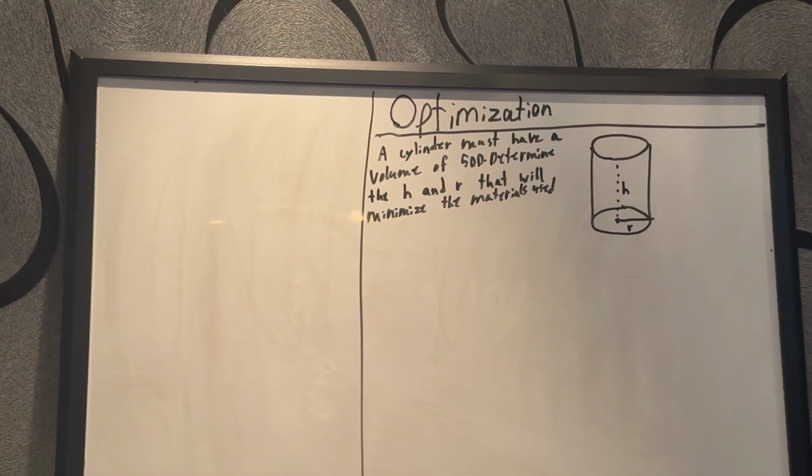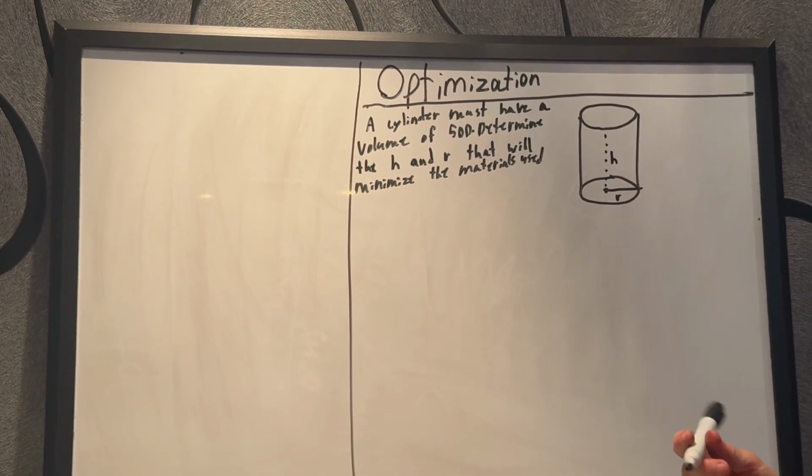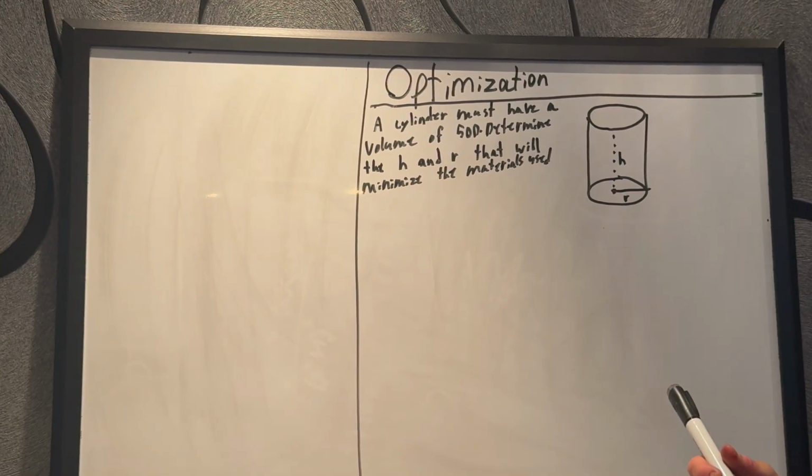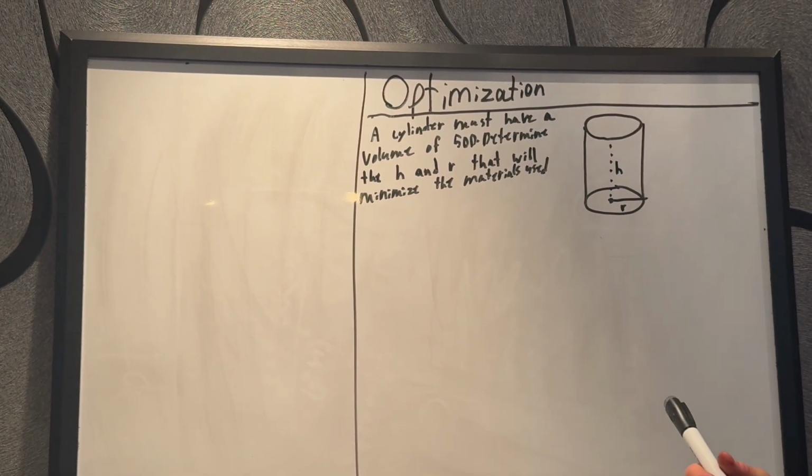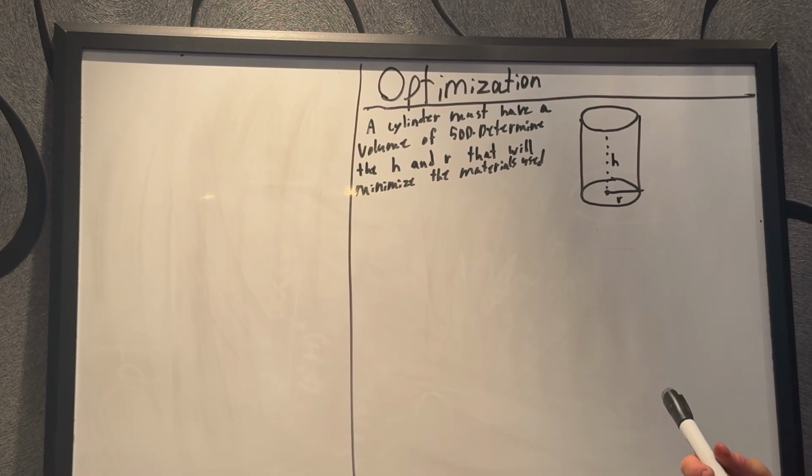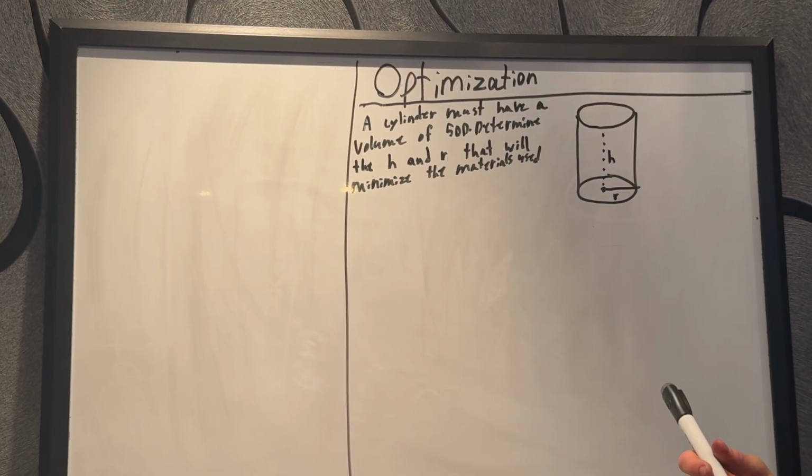Hey everybody, welcome to another video, and today we'll be doing optimization using differentiation. So we have the following question. A cylinder must have a volume of 500. Determine the height and radius that will minimize the materials used.